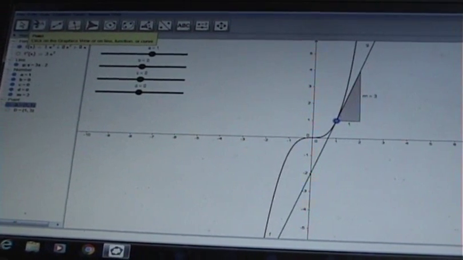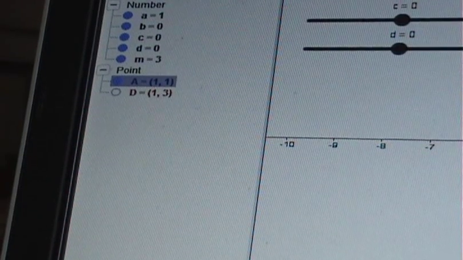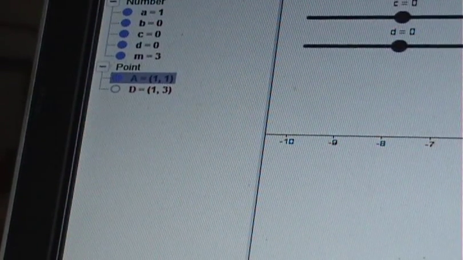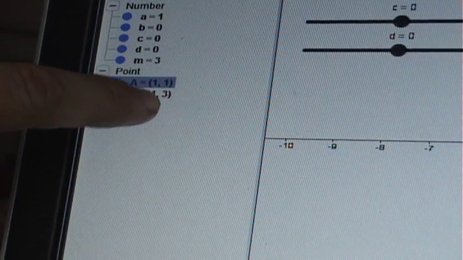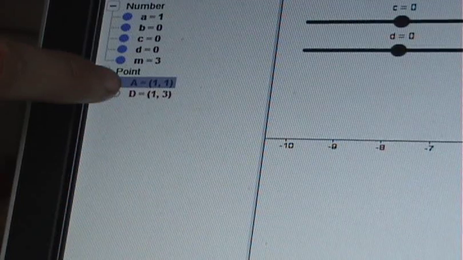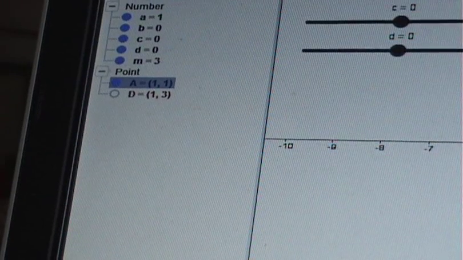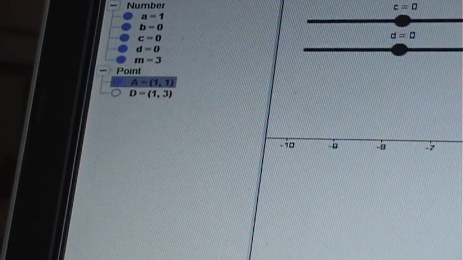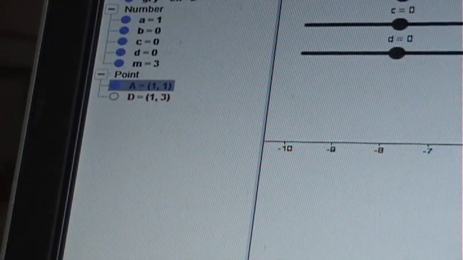Alright, so everything is reset. What we did is we created a point, and that point is point D. Now it's not an independent point, it's dependent. D has the x value of our point A. So you see that if A is 1, then D is going to be 1. But the y value of point D is going to be the slope. We have the slope of our tangent line here, represented by m. So if I move A along our graph of x cubed, it's going to change point D, and the y value is going to be the slope of the tangent line to point A in our graph.